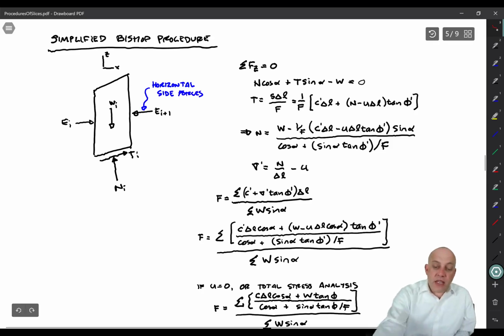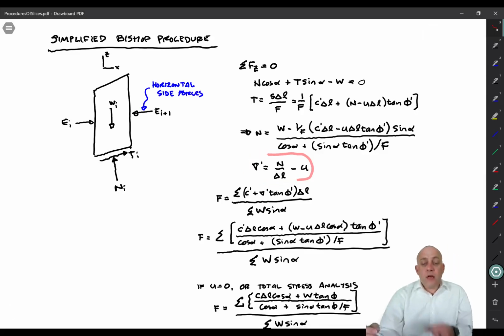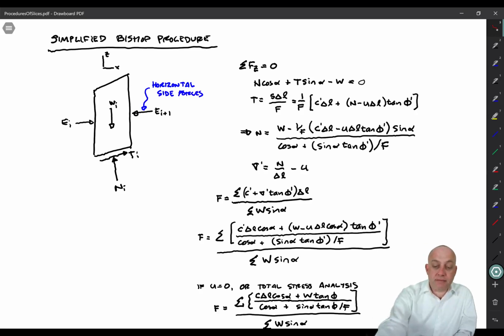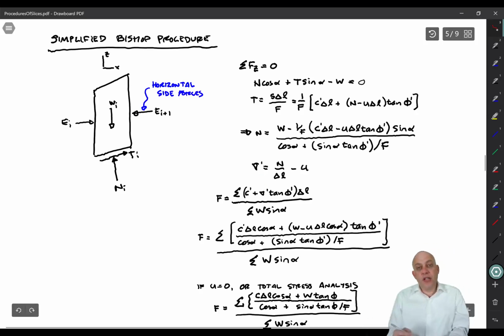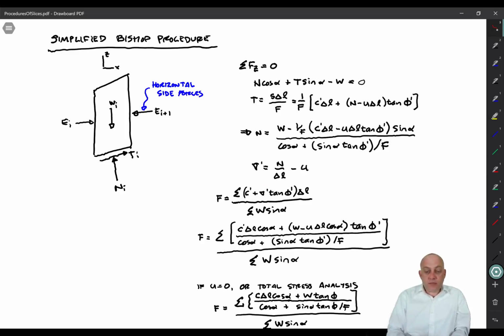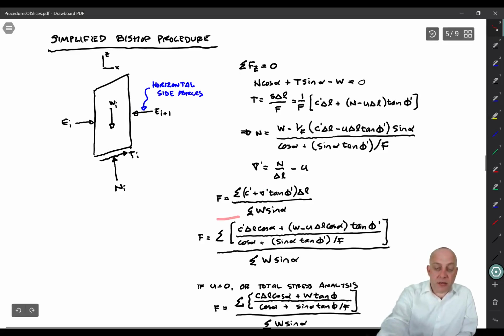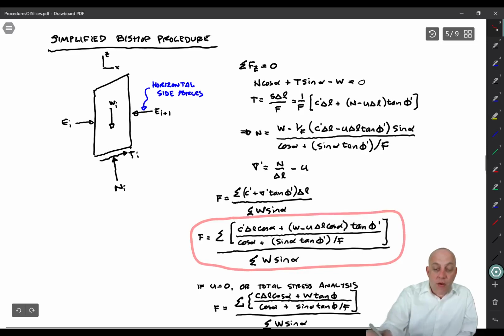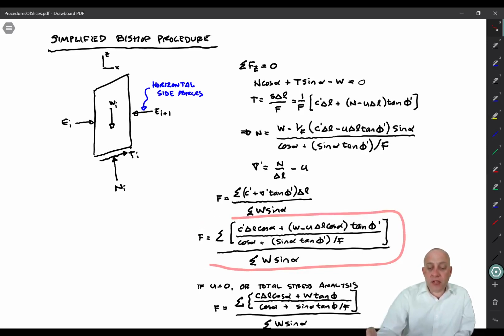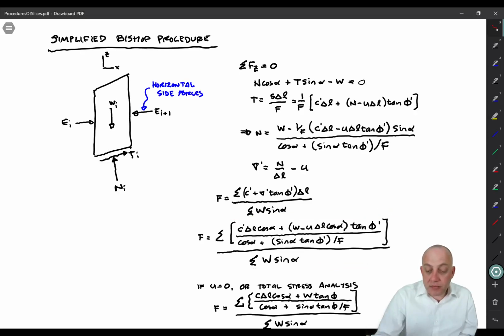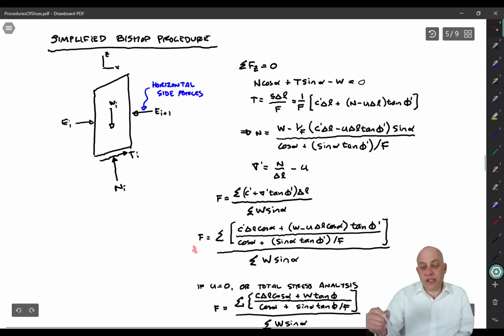So anyway, now that we've got N, we can compute sigma prime, N over delta L minus u, and then we can plug that in to our equation for the procedures of slices. And once we plug in sigma prime, we get this equation right here for factor of safety. I won't read through all the terms, but I will point out that there is a factor of safety that appears down here and there, and it's not really configured in a way that you can somehow isolate that factor of safety to the side.